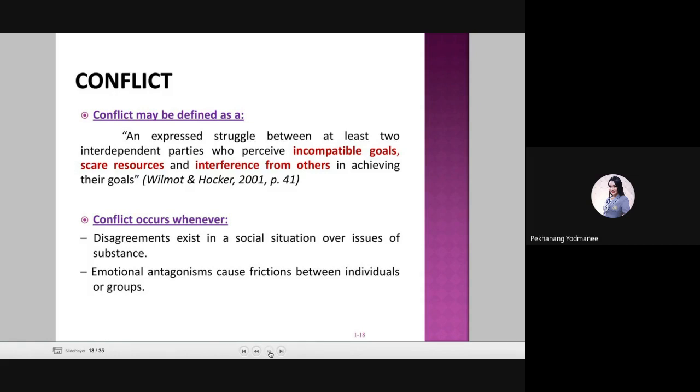So we will define conflict, discuss the different levels of conflict that can occur, review the function of conflict, and discuss strategies for managing conflict effectively. Before everything, the first one we might define is the conflict meaning. Okay, an express struggle between at least two interdependent parties who perceive incompatible goals, scarce resources, and interference from others in achieving their goals.